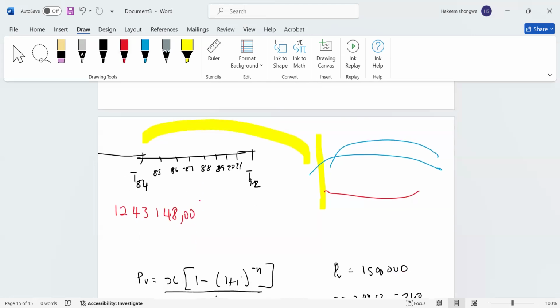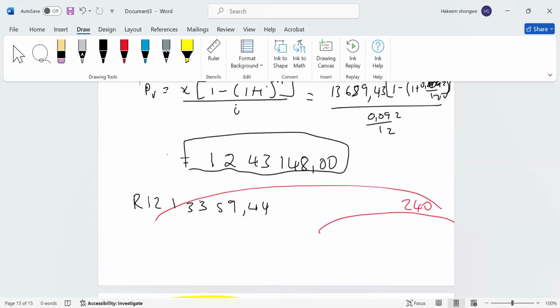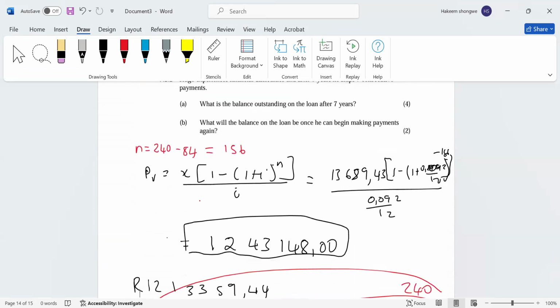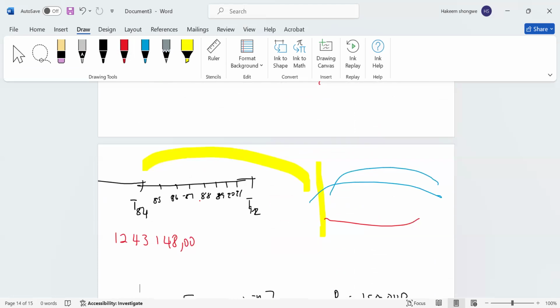Now the next question says: what will be the balance on the loan once he begins making payments again? So we need to compound this amount. We need to take this money and grow it for how many months? All the months that you are missing are going to be accumulating interest. So by the time we start to pay here at T92, the money that we're going to be owing is no longer going to be this amount. How do we get that amount?